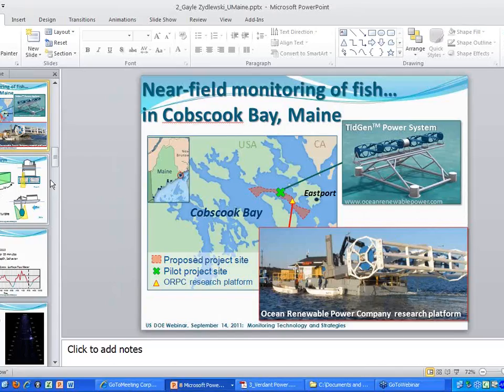Great. Third question, was the device platform lighted at night? Might that account for the greater presence at night? No, the device was not lit at night.